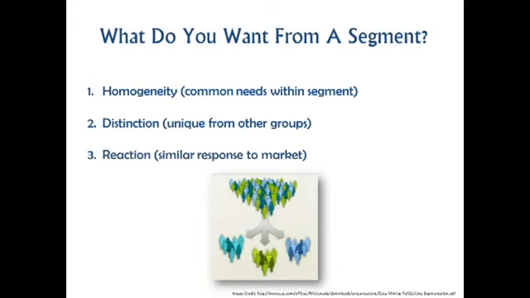The second characteristic of a segment that you make has to be distinction. It has to be different from other groups. You have to be able to say whether or not a person belongs to a group or doesn't belong to a group. In our particular case, it's people who do hammering, right? If you don't do hammering, you wouldn't belong to the group. If you do, then you would belong to the group.